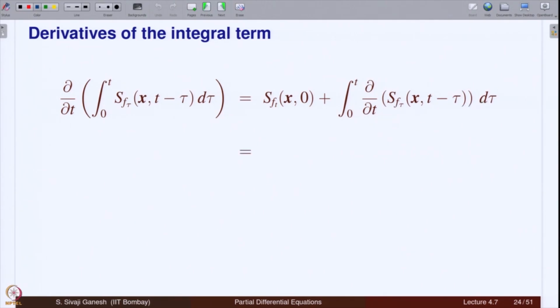What is S f t of x comma 0? It is 0 by definition. That is how the source operator is defined, and I have not changed the integrand as it is. So, one at a time. Now, let us differentiate once more.